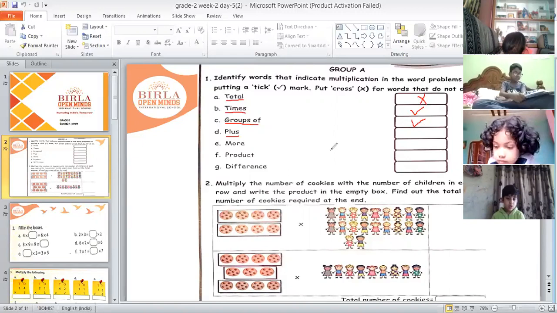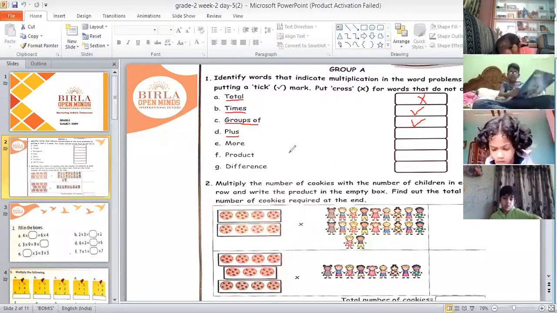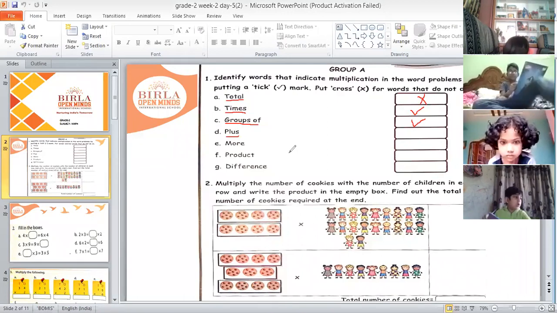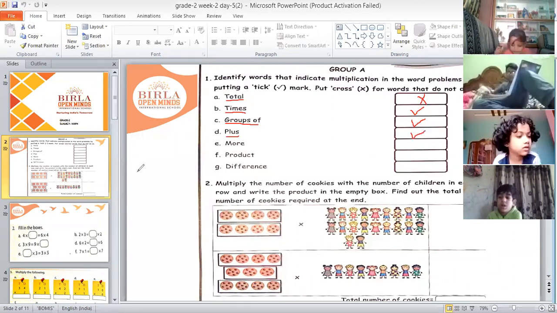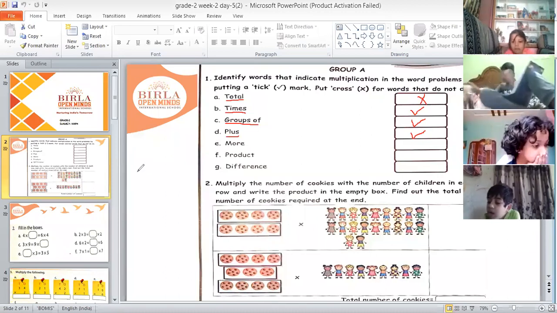See children, when I started teaching this topic, I told you that repeated addition means multiplication, right? So in that sense, this plus is also related to multiplication because we are using this plus symbol while we are doing repeated addition. Okay, so this is related to multiplication.